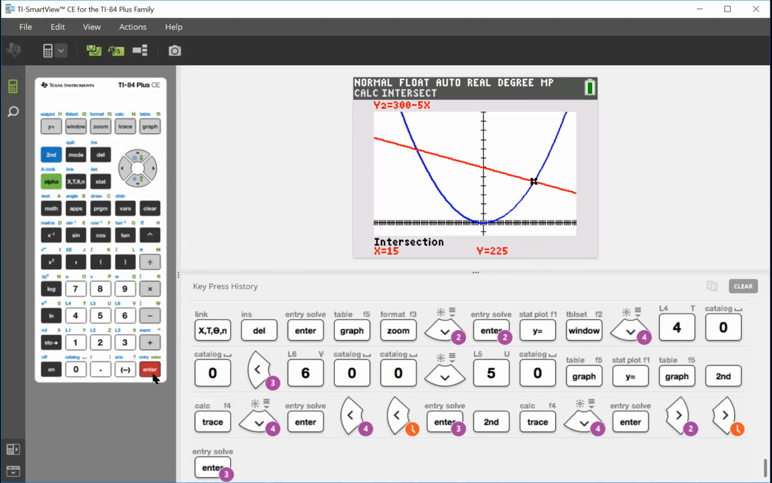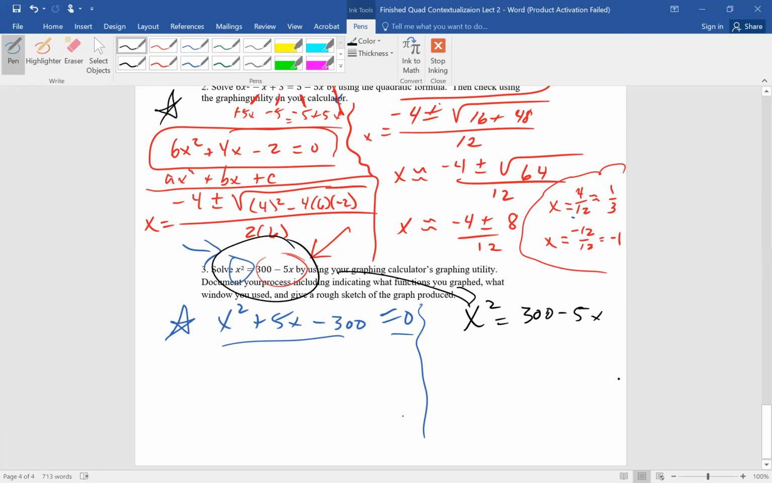So your answers for this problem should be, oh, what did we say? Negative 20 and 15. So we'll go ahead and finish that in there. Oh, negative 20 or positive 15. So hopefully that helps. And for those at home, if you did the quadratic formula on that, you should get the same answers. The graphs will look different, but they will return the same correct results.